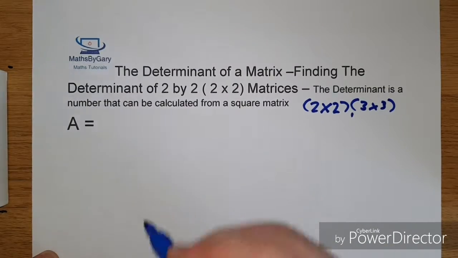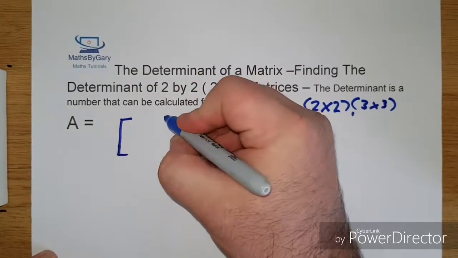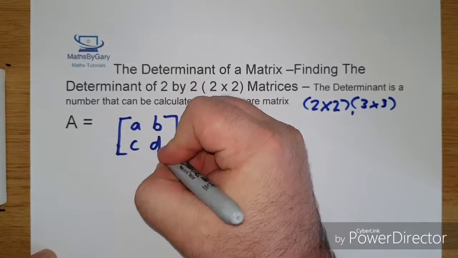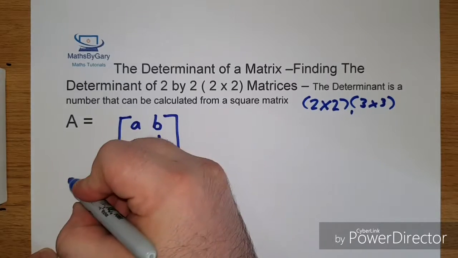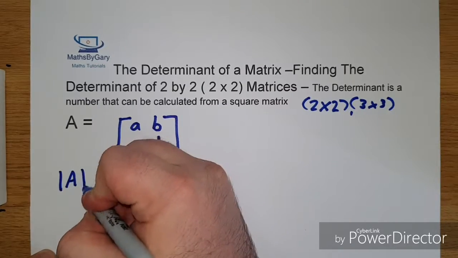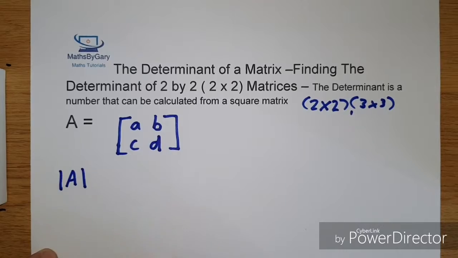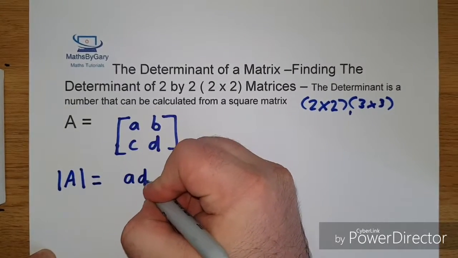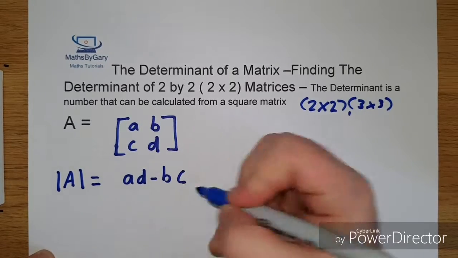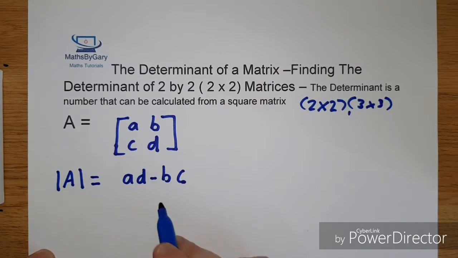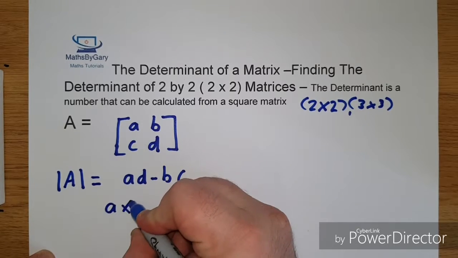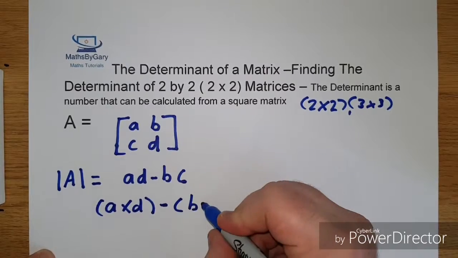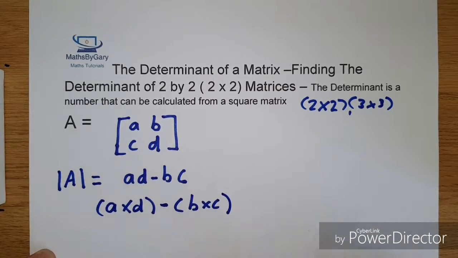So we'll take matrix A and we'll draw out a 2 by 2 matrix and we'll label it A, B, C and D. The determinant of this matrix is denoted by the A and then a line at either side, and this equals AD minus BC. So what we're doing here is multiplying A times D and then subtracting B times C, and this will give us a number.